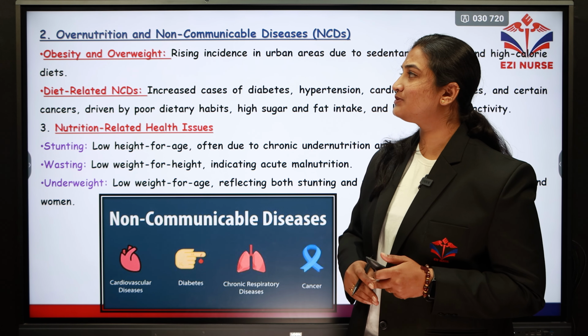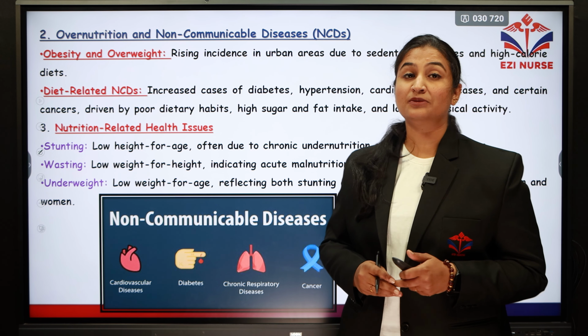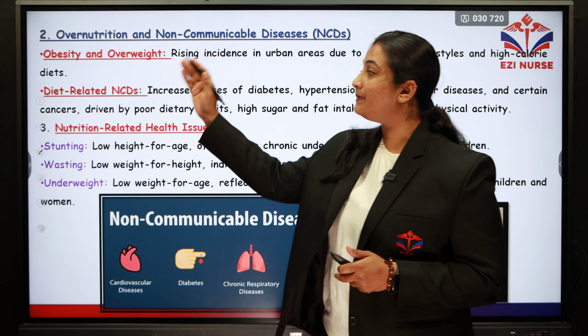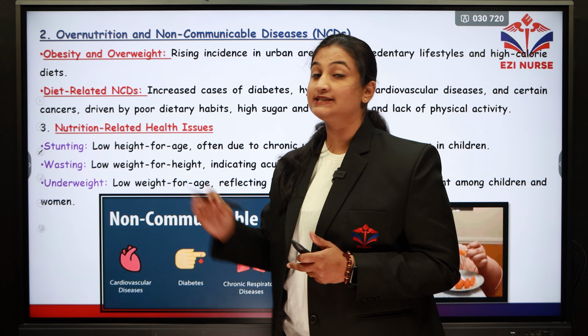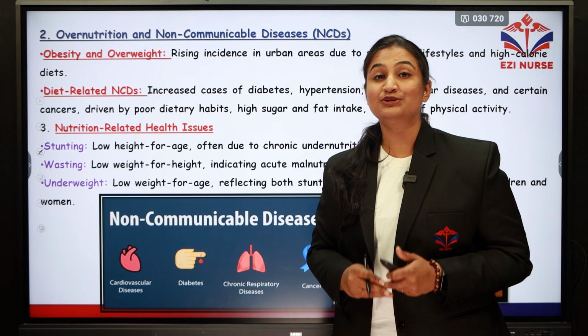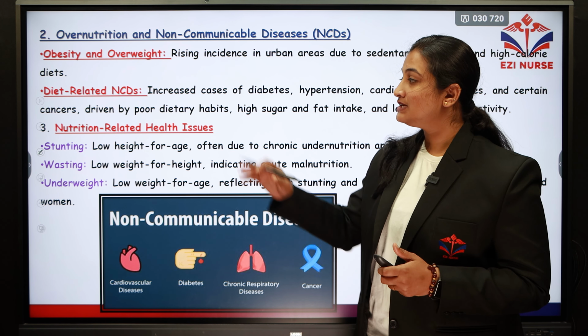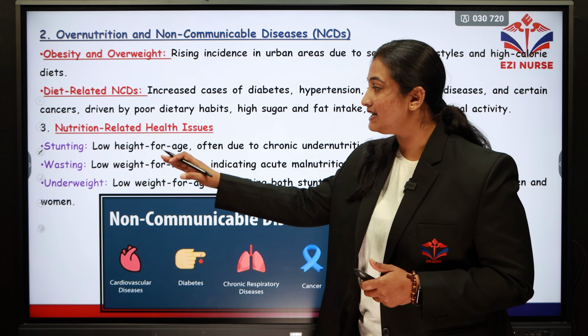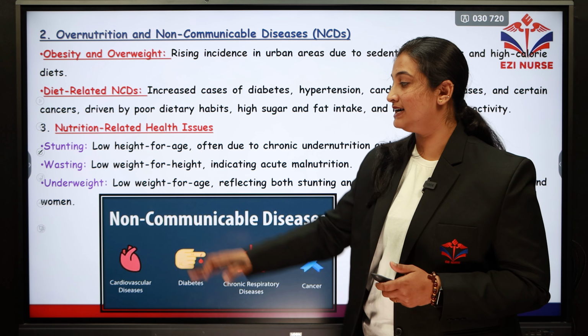Next, here you can see overnutrition and non-communicable disease. Under this, again there are some subtopics: obesity and overweight, and diet-related NCDs, that is non-communicable diseases. Third point is nutrition-related health issues. So again, coming to nutrition-related health issues, what are they? Stunting is there, then wasting is there, underweight is there.